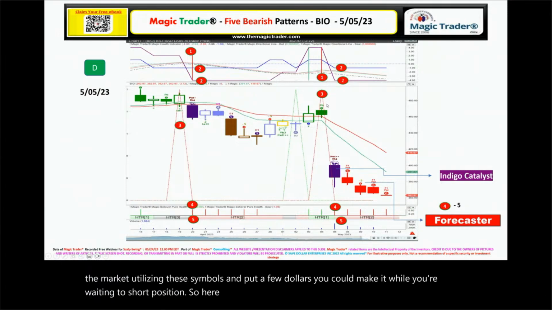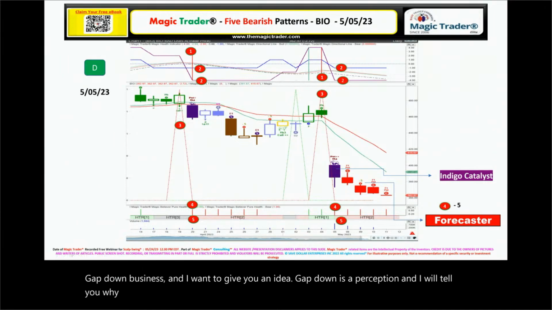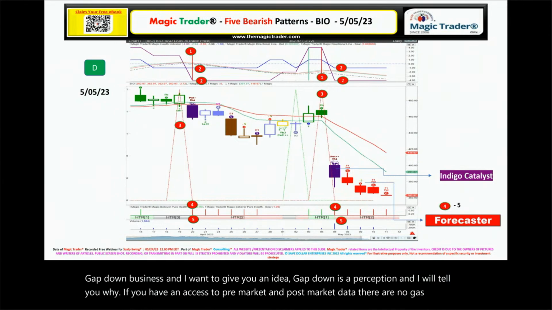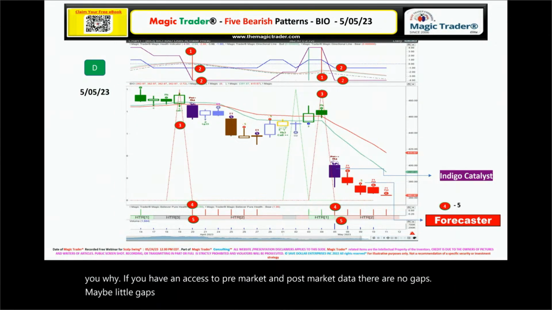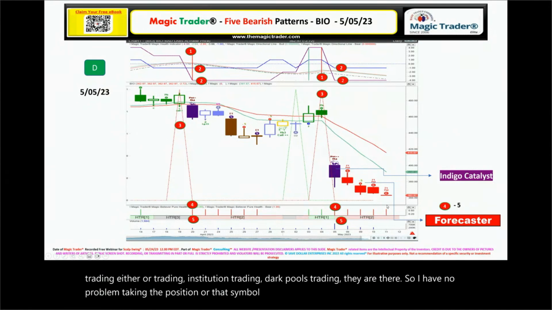So here was the short spike, anchored. Oh, it dropped down. This came with a gap down. And I want to give you an idea: gap down is a perception, and I will tell you why. If you have access to pre-market and post-market data, there are no gaps. Maybe little gaps here and there, but practically all the gaps you see here, people were trading. Either us trading, institutions trading, dark pools trading, they are there. So I have no problem taking the position on that symbol. But look, the results are obvious.